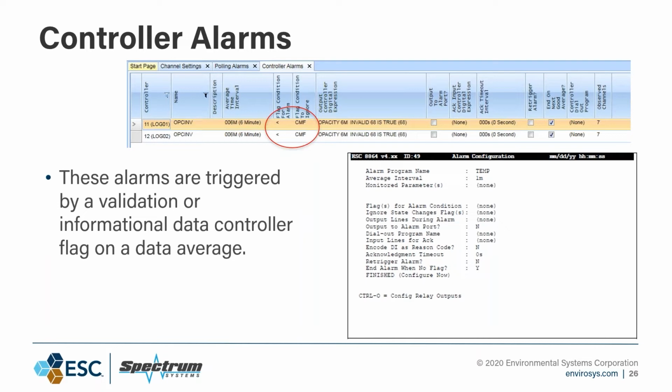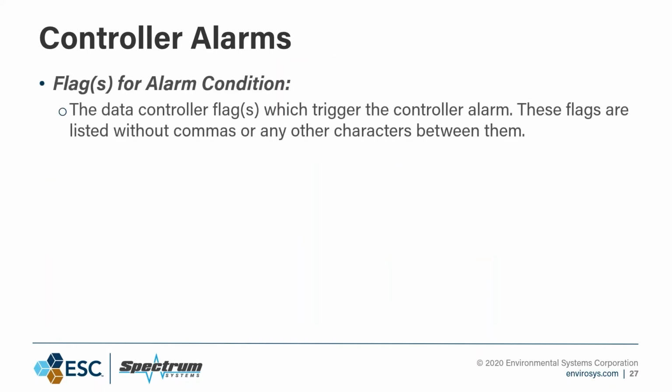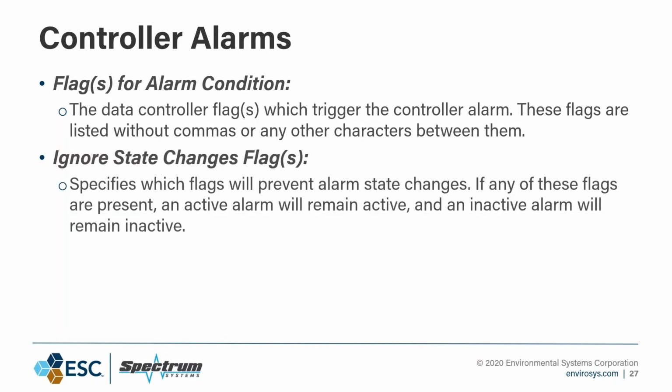The flags for alarm condition specifies which flag to trigger for the alarm. Choose any of the validation flags. You can choose up to 32 characters. And the same with the ignore state changes. It specifies which flag you want to use to ignore the alarm, and you can use up to 32 characters. The flags listed are without commas or any other characters in between them. And that's what triggers the controller alarm. Of course, the ignore state prevents the alarm from triggering.